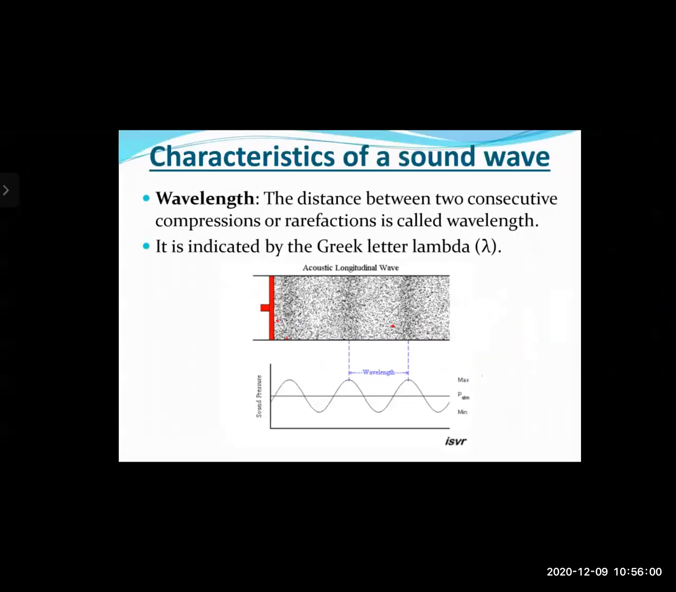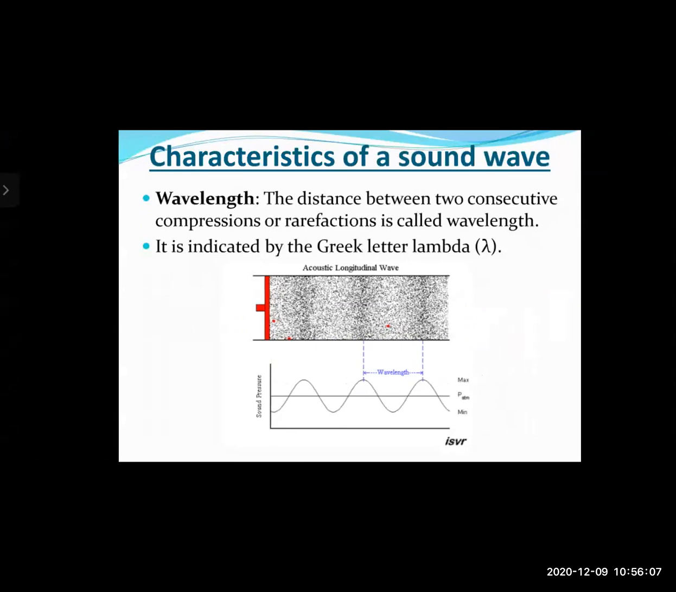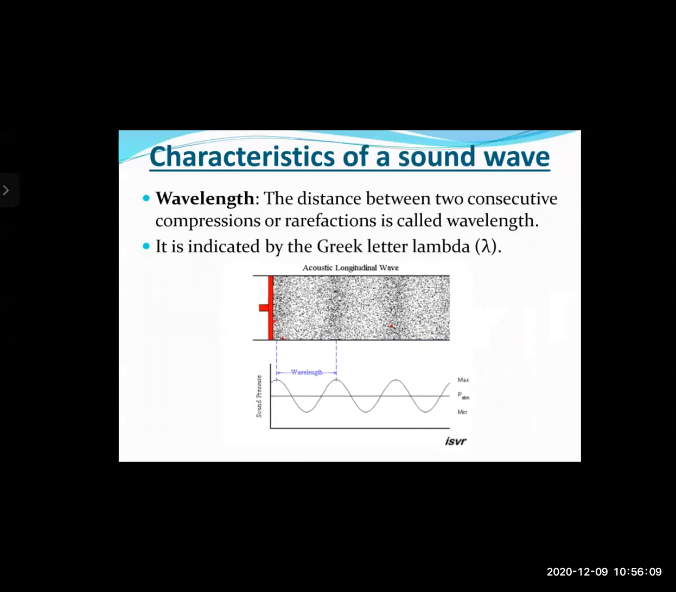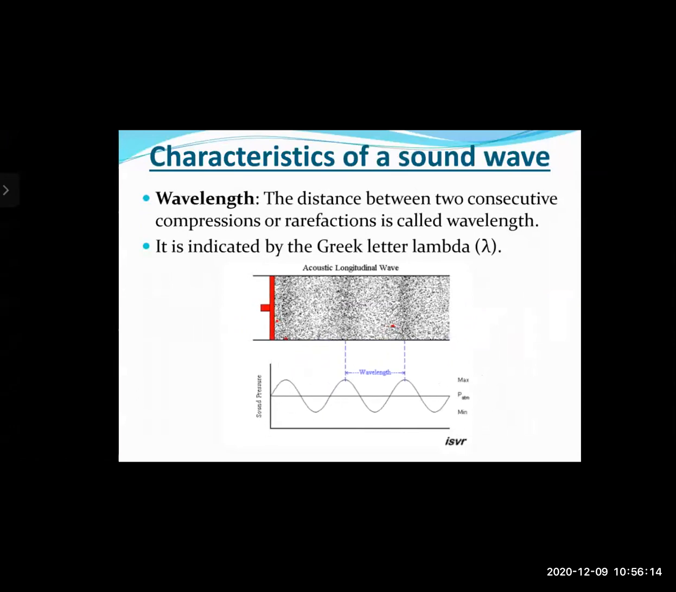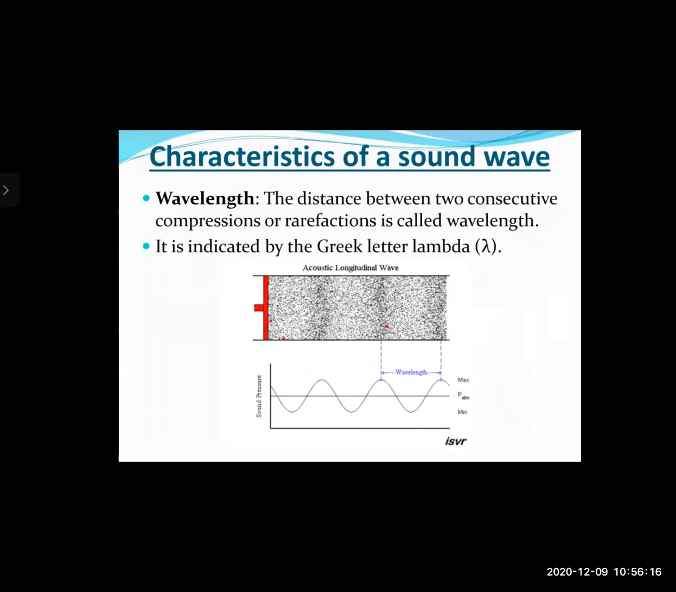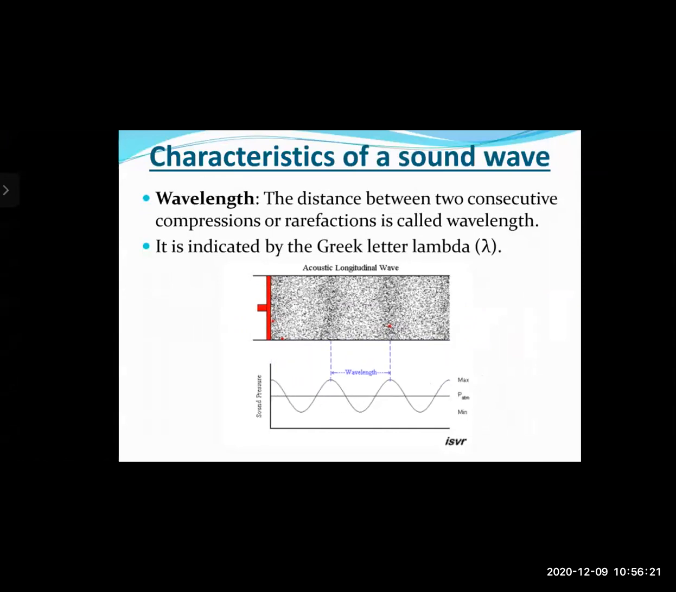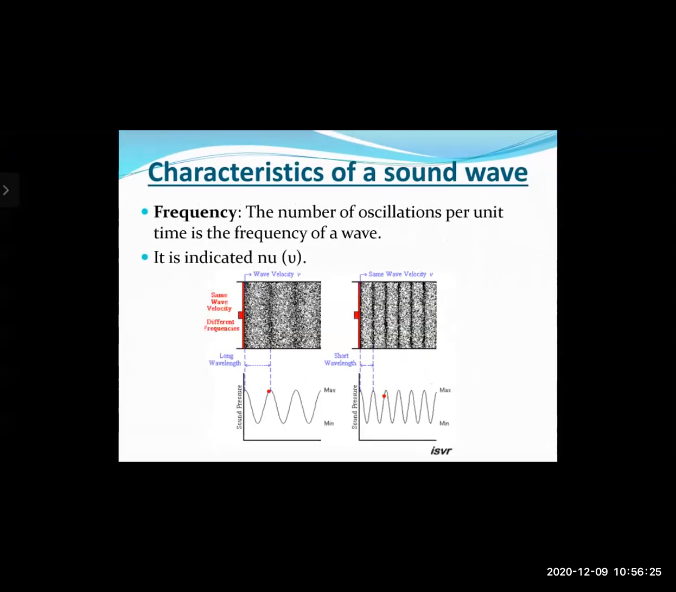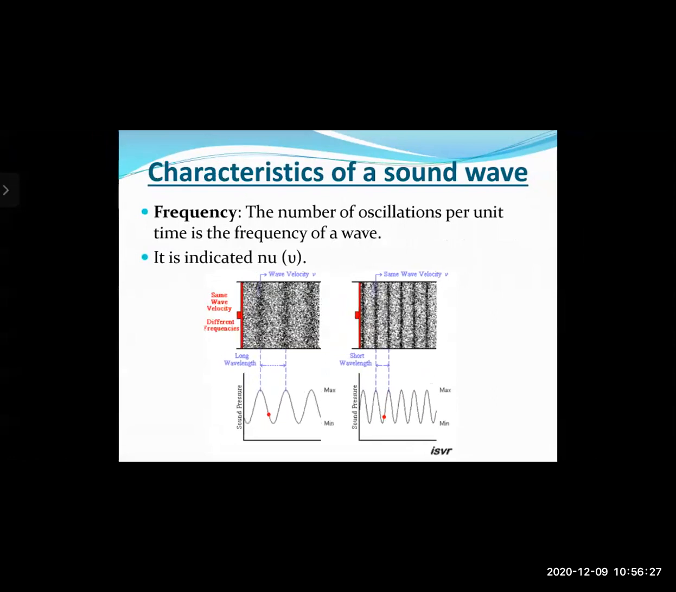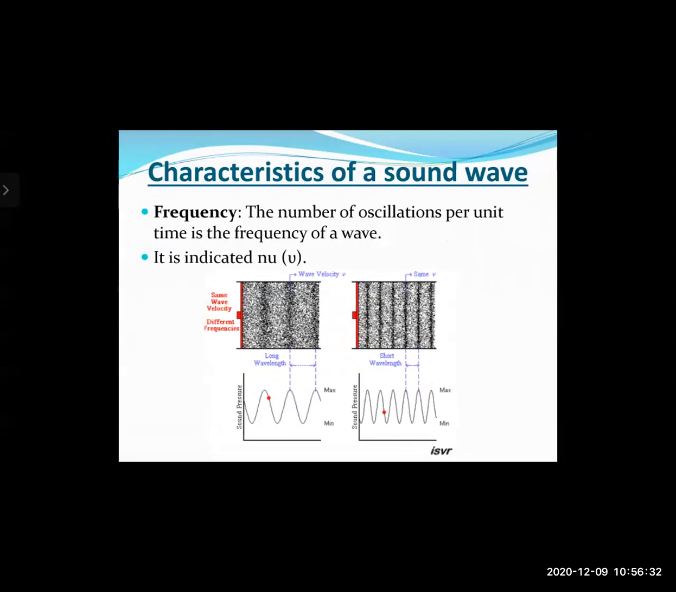It is given by the Greek letter lambda, and its unit is the unit of length. It can be meter or centimeter, or any other smaller unit, nanometers and so on. So the unit of wavelength will be your unit of distance, that is meters or centimeters or whatever. Now let us look at the next property of a wave, which is frequency.